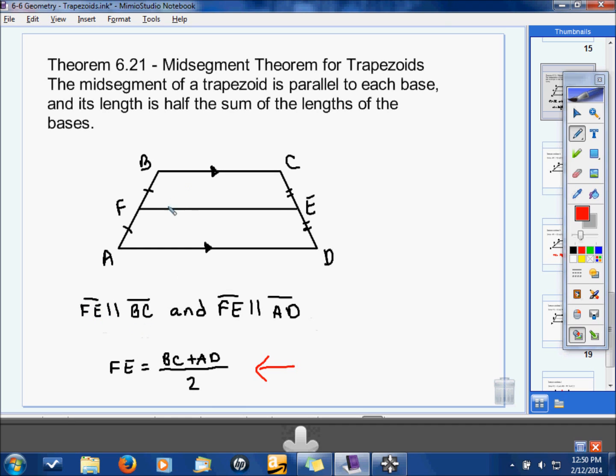FE is parallel to BC, and FE is parallel to AD. So you add these, and you also can add these bases together, the lengths of them, divide by 2, and it gives you the other one. Does that say BC or A? That says BC. So BC plus AD divided by 2 gives you FE.